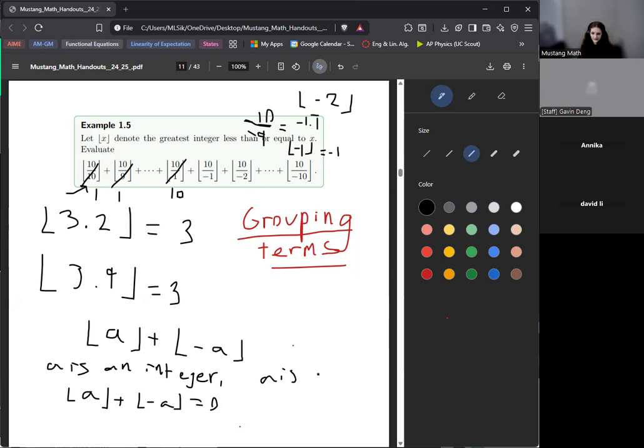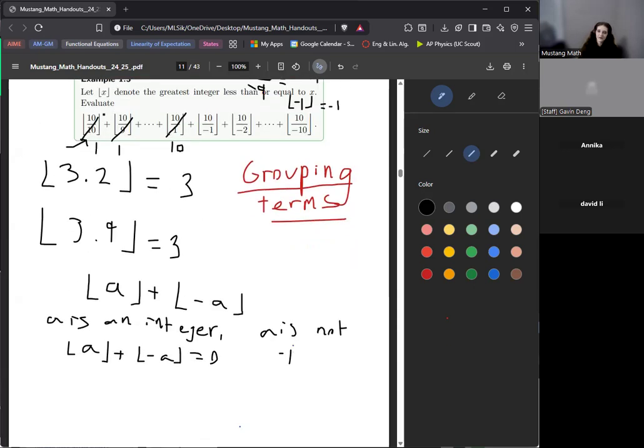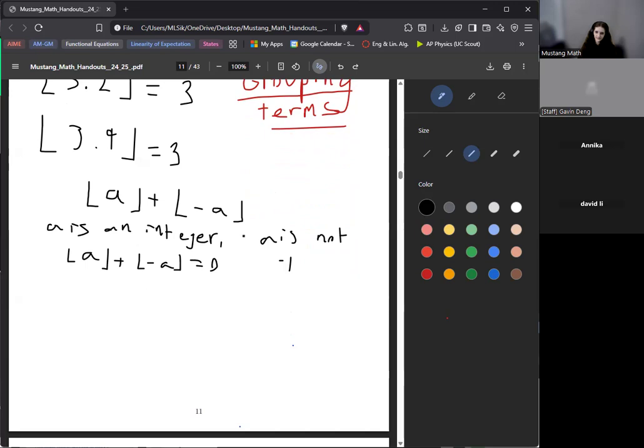But if a is not an integer, you can see that these negative values will round to the next negative number down, because that is the greatest integer that's less than or equal to that number. So if it's not an integer, we end up getting negative 1 instead. So one thing we can do here is group all of these terms symmetrically: 10 to its negative counterpart, 10 over 9 to its negative counterpart, and so on and so forth. And then figure out what terms are integers and what terms aren't. And then from there, we just count negative 1 for all the terms that aren't, and count 0 for all the terms that are integers.